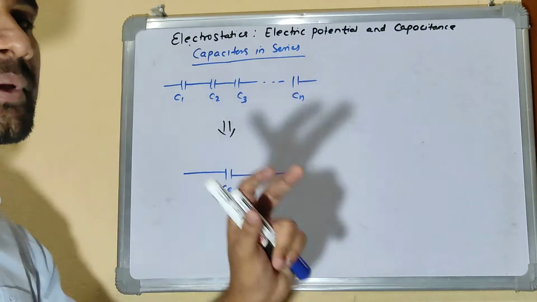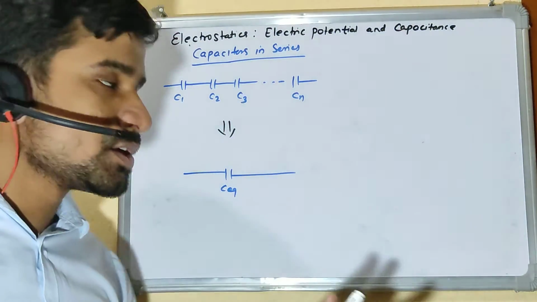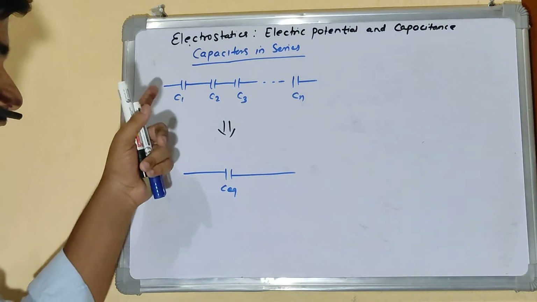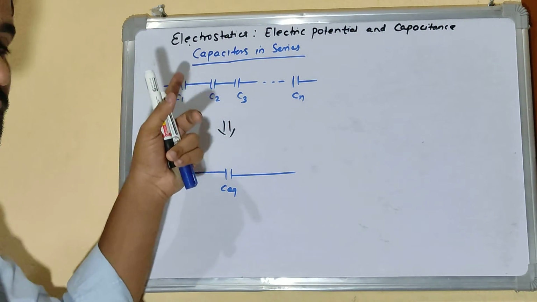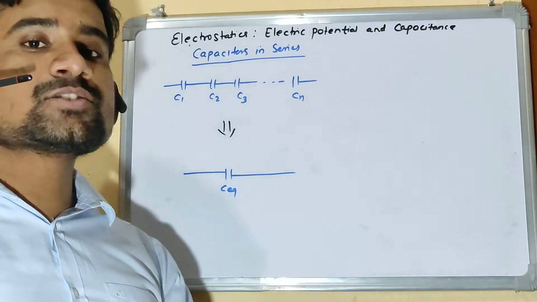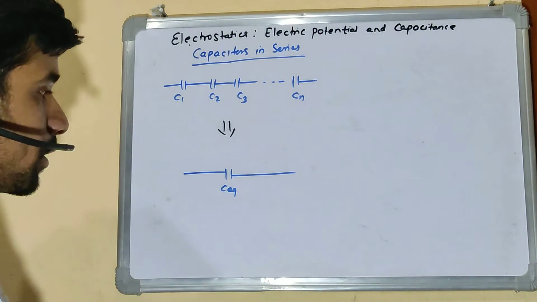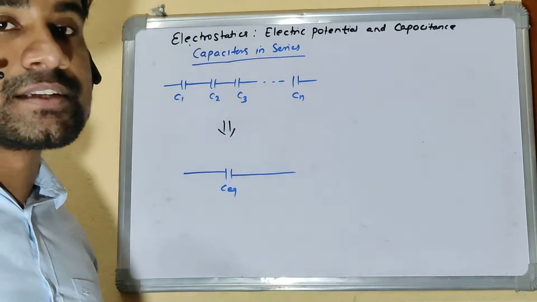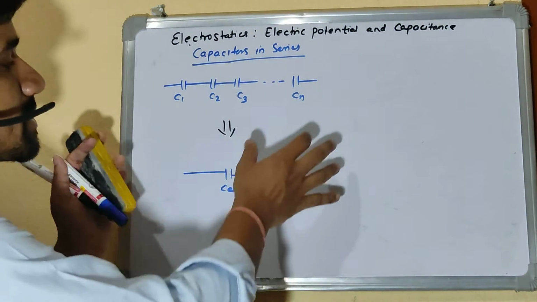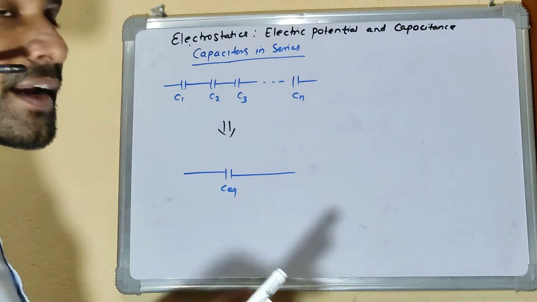But what common thing we have is the charge, right? So whatever charge is on this particular capacitor will be same which is on this, or which is on this. So in series combination, charge is same across, but potential is different, right? Now if I need to find equivalent capacitance, like if I need to convert this system to one system, how can I do that?